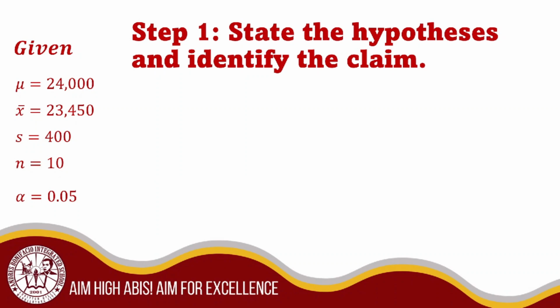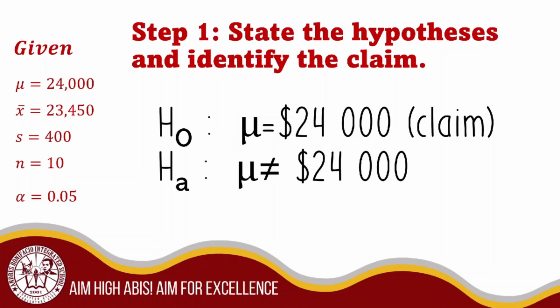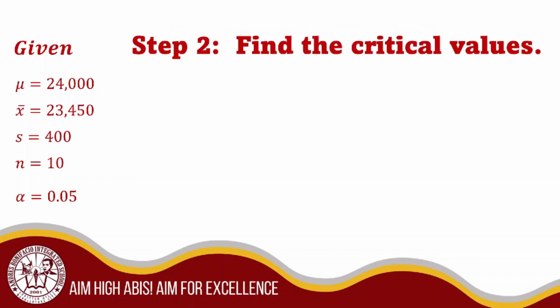So to start, let us begin with step 1. State the hypothesis and identify the claim. So first, we have the null hypothesis or the claim, wherein mu equals $24,000. And we have the alternate hypothesis, which is mu is not equal to $24,000. So, since we now have the hypotheses, let us move on to step 2, wherein we find the critical values.